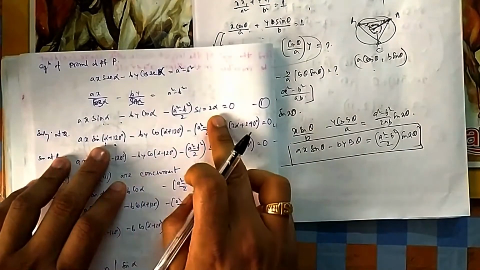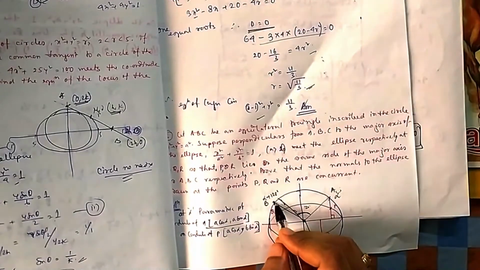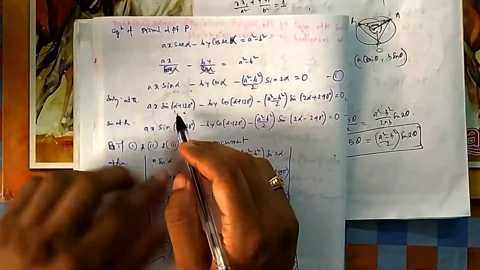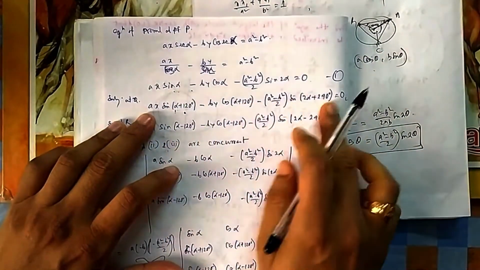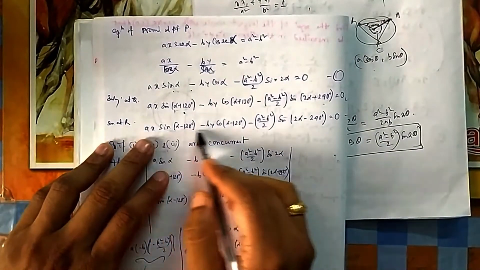Now this is for a point A, I told you. So for point B, your alpha will be alpha plus 120. So what will be the normal at point Q? You just change, in place of alpha it is alpha plus 120. So this is for normal at Q. This is normal at R.